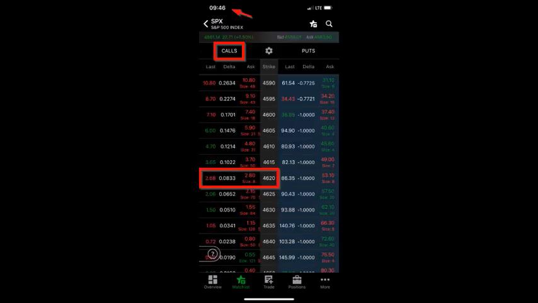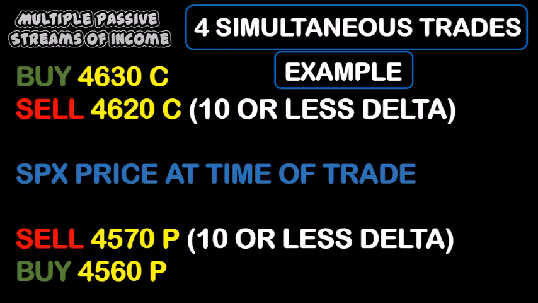I normally wait for the market to settle down after the 9:30 Eastern time opening. So at about 9:45, I'll start to set up the iron condor trade. Our iron condor trade will consist of buying and selling a call and buying and selling a put. So that means there's going to be 4 legs in this trade.